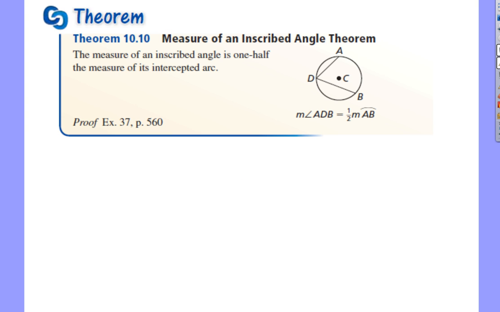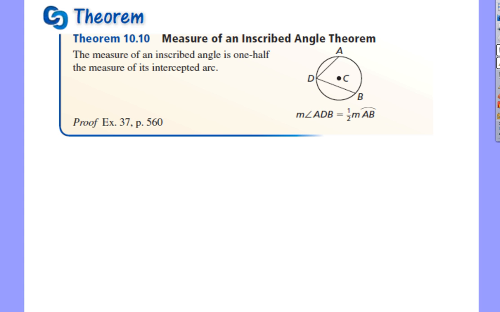So let's talk about our measure of an inscribed angle theorem. The point of this theorem is to think about how we can utilize our inscribed angles to find the actual angle measures and the measures of the arcs. We're going to be able to go in both ways, because the measure of an inscribed angle here, angle ADB, is 1/2 of the measure of its intercepted arc. So ADB is 1/2 of the measure of the arc AB.